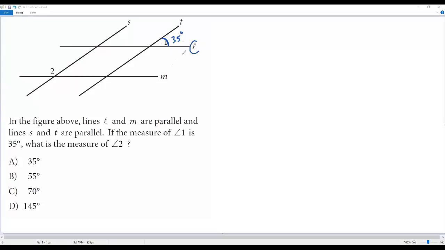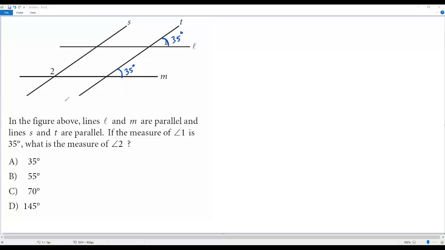Okay, the question says L and M are parallel. So the line T intersects both the parallel lines L and M. Then T becomes a transversal. Since the parallel lines L and M are intersected by the transversal T, the angle measure over here and the angle measure over here must be equal because these two are corresponding angles. So already we know that this angle measure is 35 degrees and the measure of this angle also must be 35 degrees because they are corresponding angles.